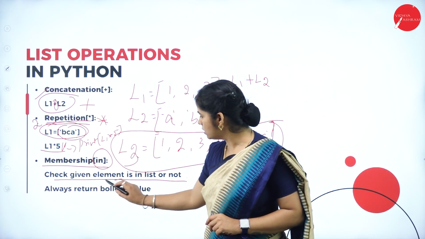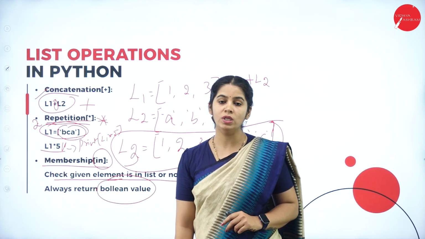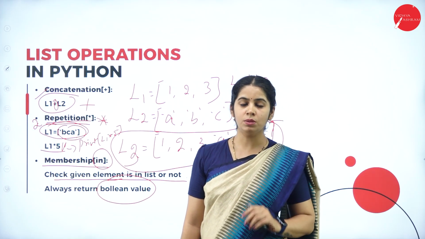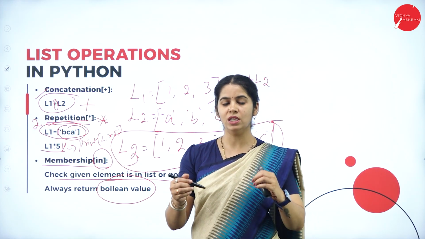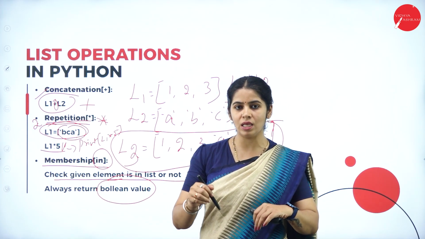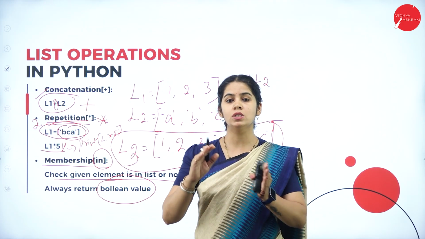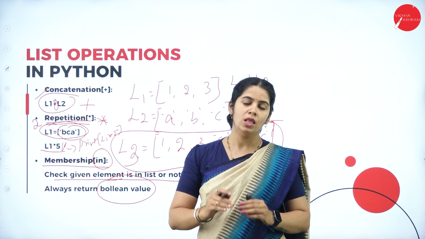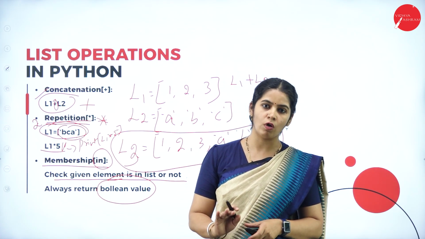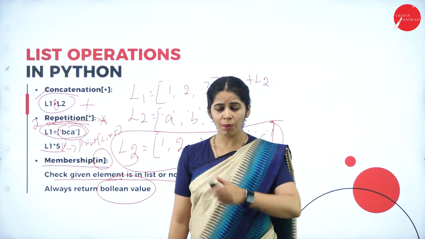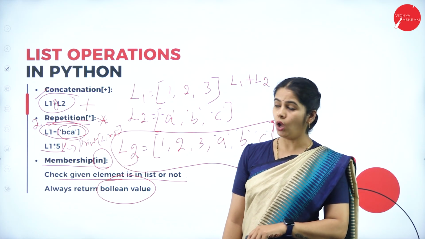It always returns the Boolean value. Which value is going to return? Always the Boolean value. If the searching element is present in the list, it will give the result as true. If it is not present in the list, then it will give the result as false. So, these are the main operations we have on the list.